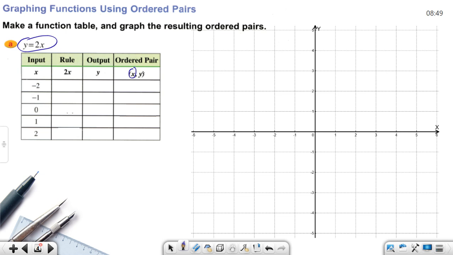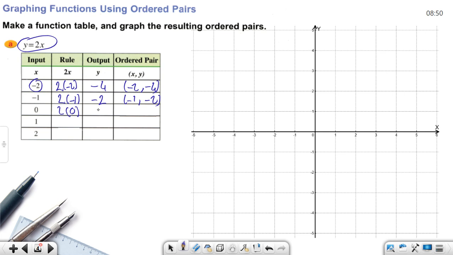Don't forget all the time: first one is x, second one is y. Now, 2 times negative 2, where x is negative 2. Instead of x, I wrote negative 2. 2 times negative 2, negative 4. In the ordered pair, the first one is x, negative 2, and the y is negative 4. 2 times minus 1, negative 2, so negative 1 and negative 2 is the ordered pair.